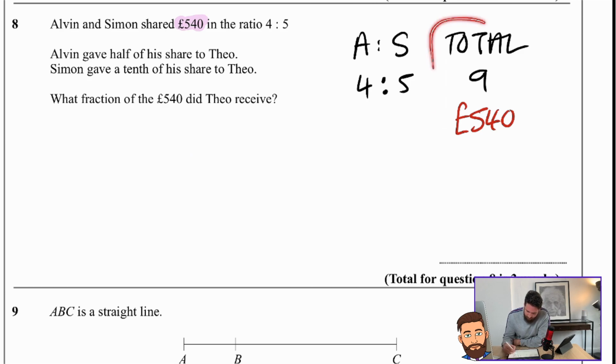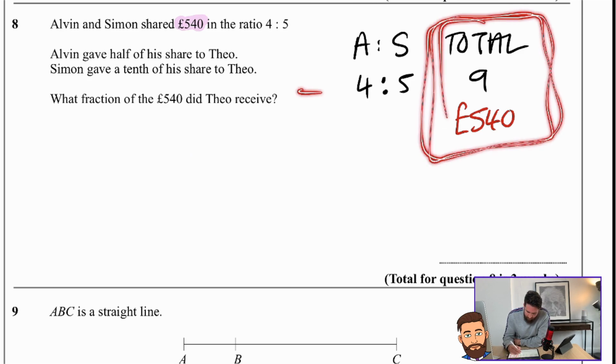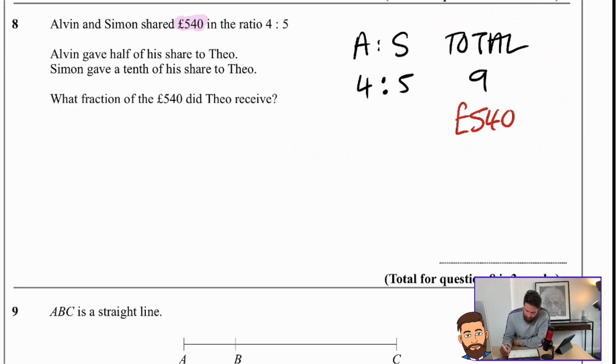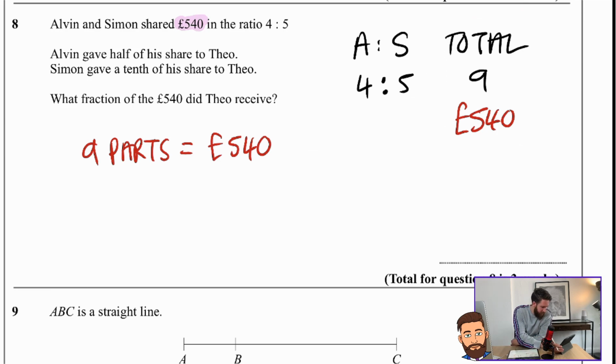Then you read what you can see. 9 parts. Remember, these are parts. These are pounds. 9 parts equals £540. Okay, so if 9 parts is £540, you should be able to now continue that question by finding 1 part.